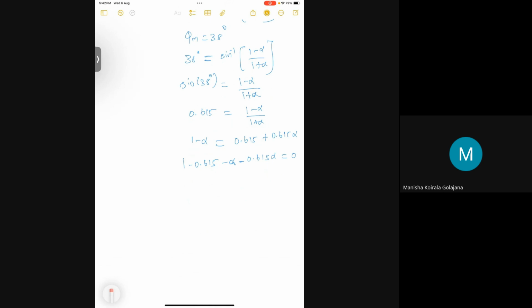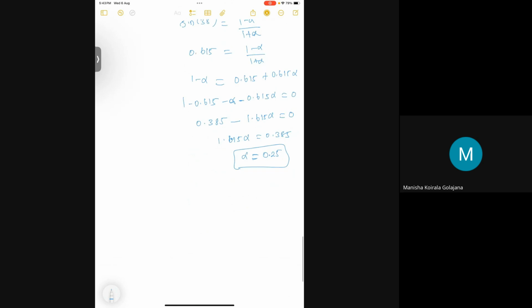What is the alpha value? It is easy to calculate. 0.385 minus 1.615 alpha equals 0. So 1.615 alpha equals 0.385. Alpha will give me around 0.25 something, right? Yes, ma'am.